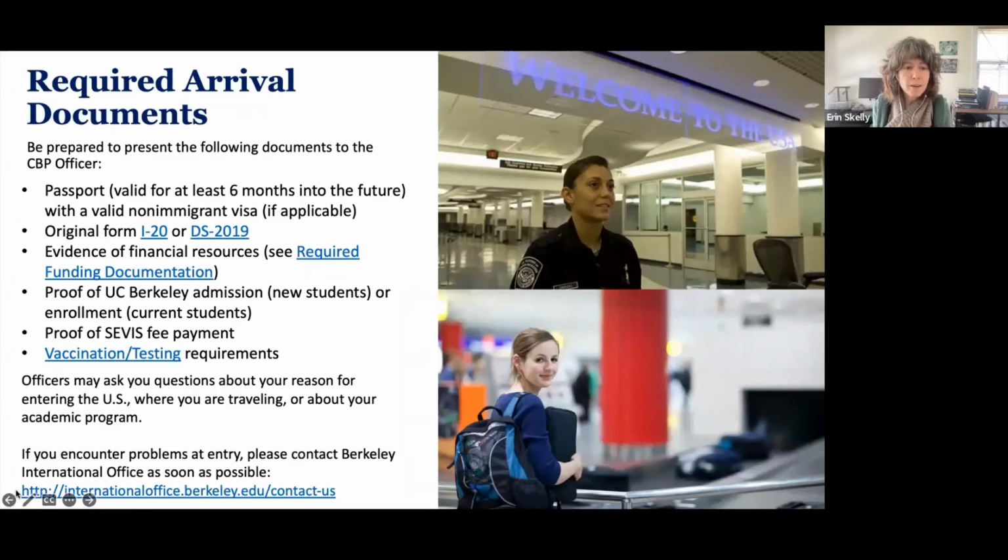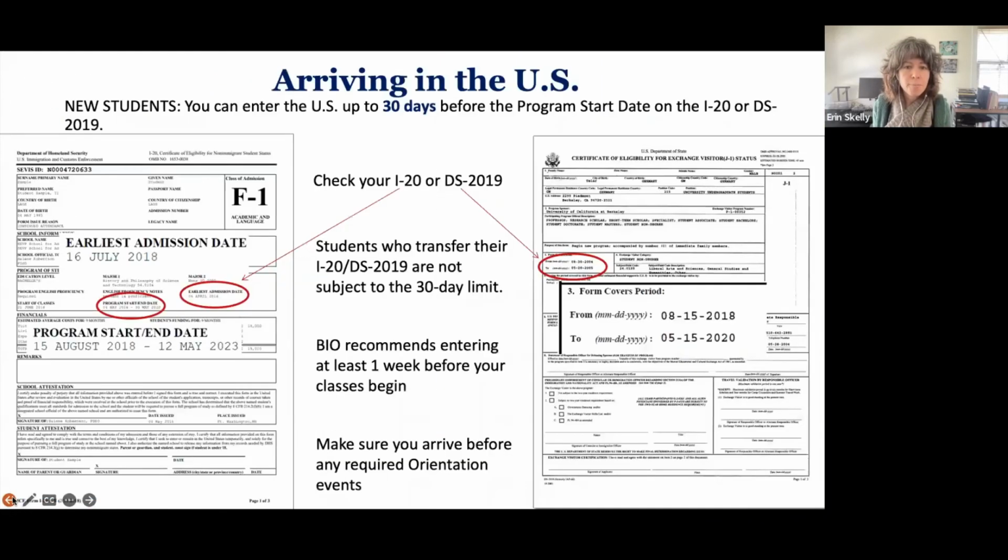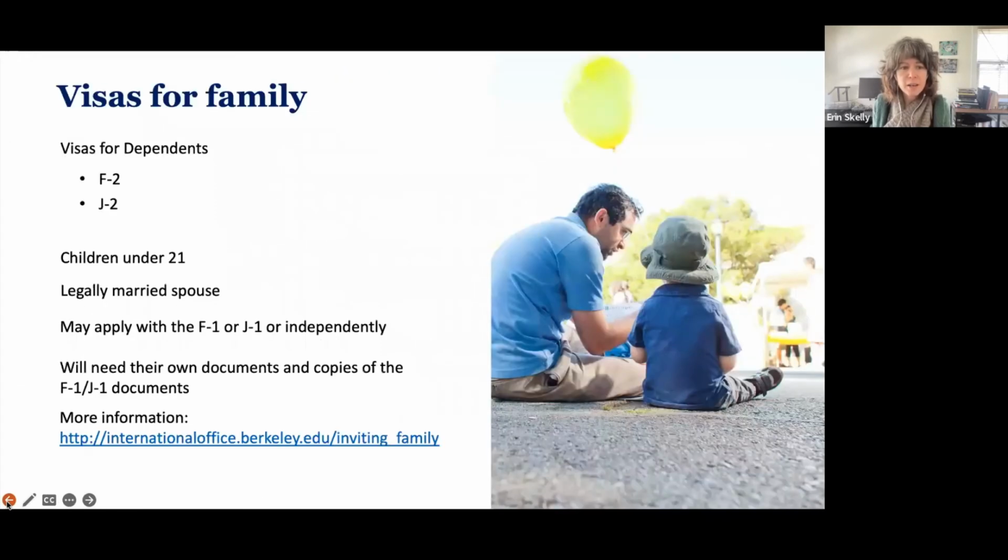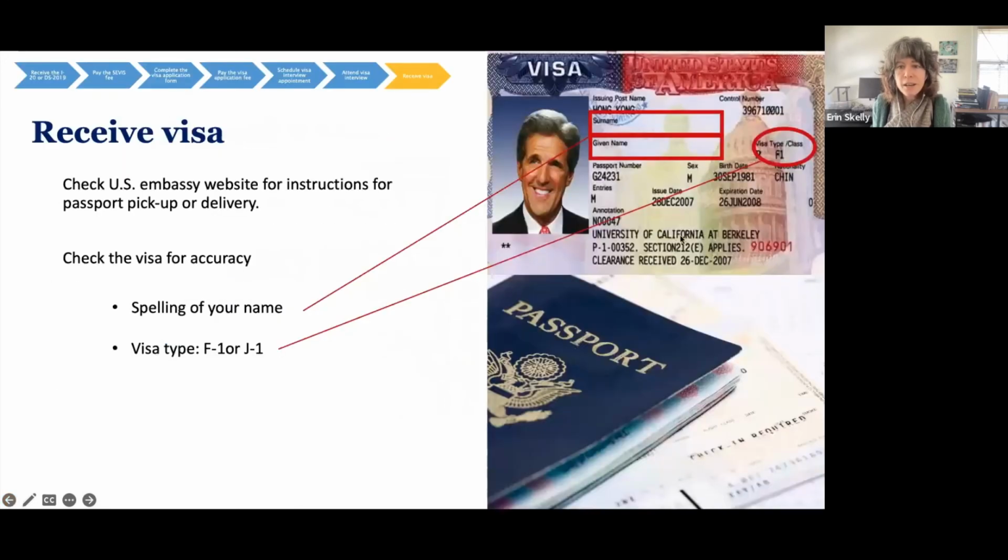So let's go back a little bit and remind you, that's an I-20, that's got a start and end date. That's a DS-2019, that's got a start and end date. But the visa, that's just a sticker in your passport. That's just for entry. It doesn't matter if it expires while you're in the US, at least while you're on an F1 or J1 visa.